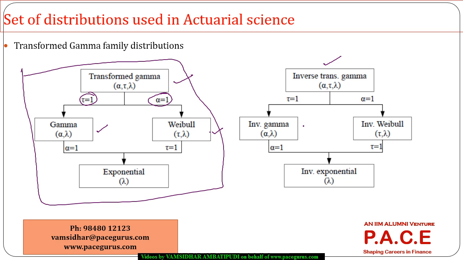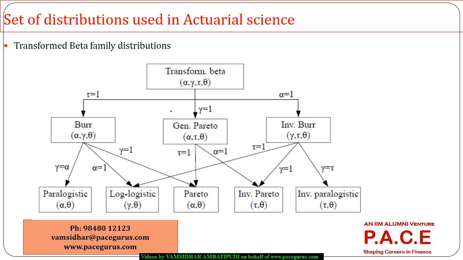Similarly, the same logic, you have inverse gamma, inverse Weibull, inverse exponential kind of functions. So at different points, we would be using all these kinds of distributions as a part of our actuarial models. Similarly, we have a big beta family of distributions with alpha, gamma, tau and theta.